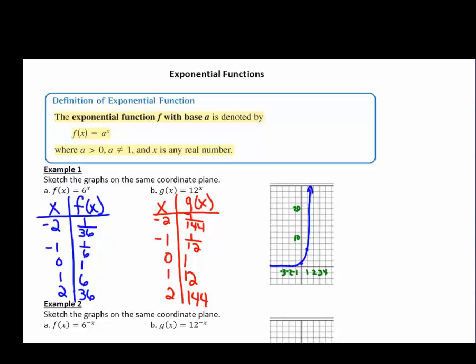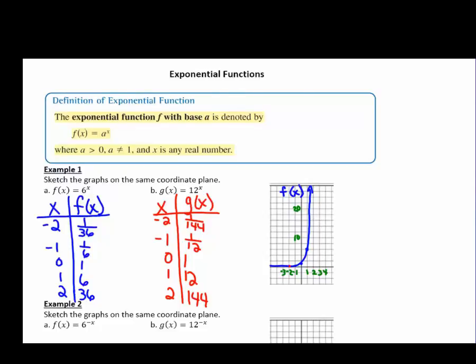All right, so now let's go ahead and graph the g of x function. And let's go ahead and label this as f of x for the blue one. And now we're going to graph our g of x function. Again, we have -2, positive 1 over 144, so that's very close to the x-axis.